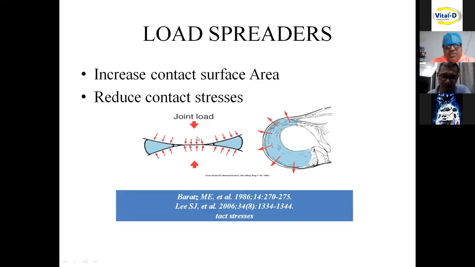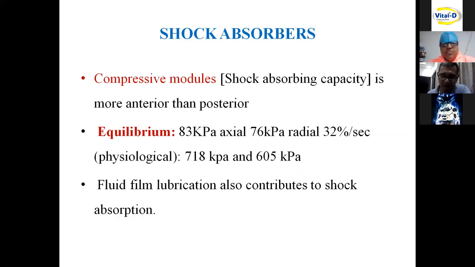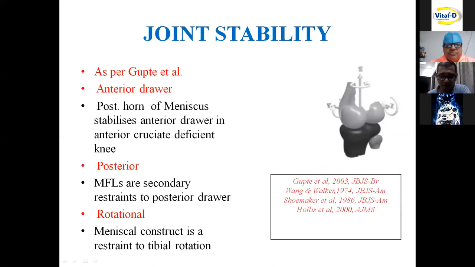You can see this is a joint load, and through this the meniscus increases the surface contact area. Since it increases the surface contact area, it reduces the stress in the joint. So it helps to reduce the development of osteoarthritis. As a shock absorber, there is a compressive modulus, there is equilibrium, and fluid film lubrication also contributes to shock absorption. It increases the stability of the joint.